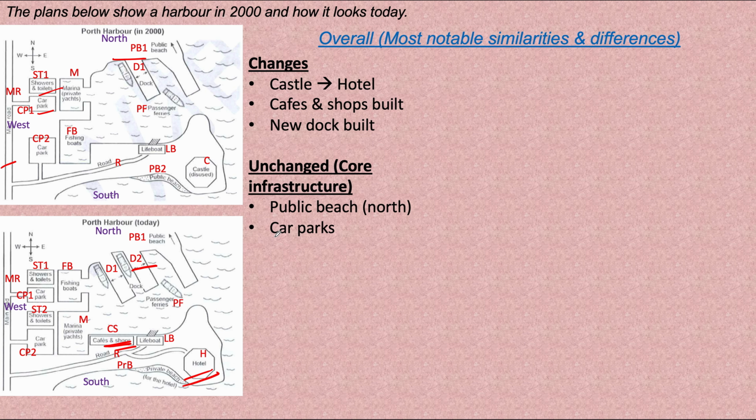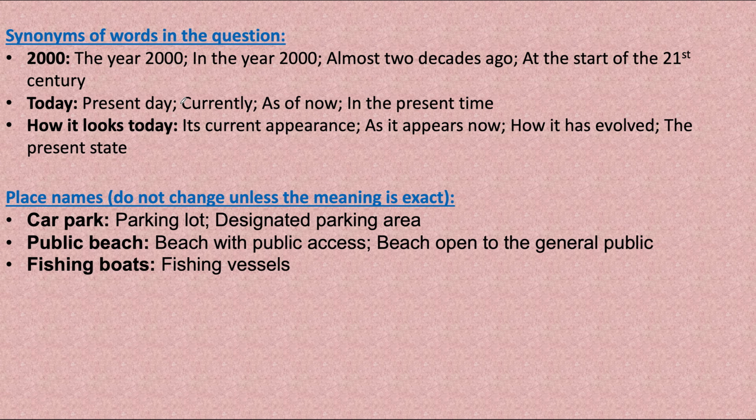Before we move on, let's quickly glance at some synonyms which will help us in writing. First, synonyms of some of the words in the question, right from how we can mention the year in many different ways to synonyms for the word today and the phrase how it looks today. We can change it to its current appearance or as it appears now, etc. There are a lot of places mentioned in the maps that we have.